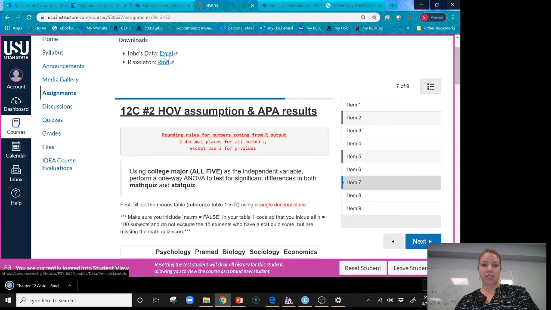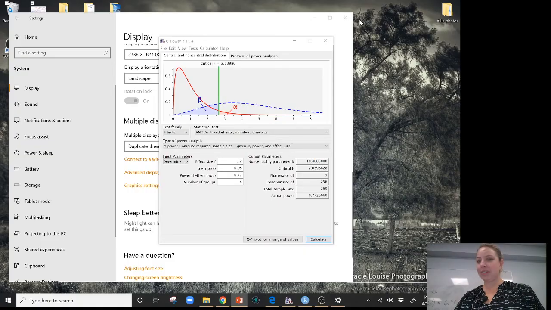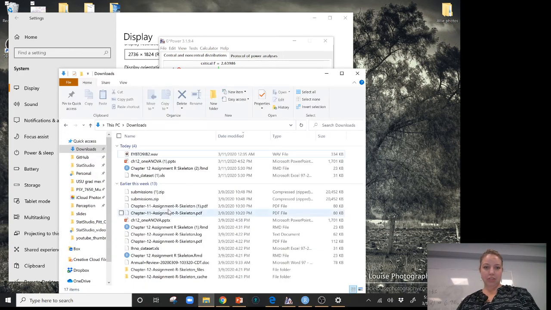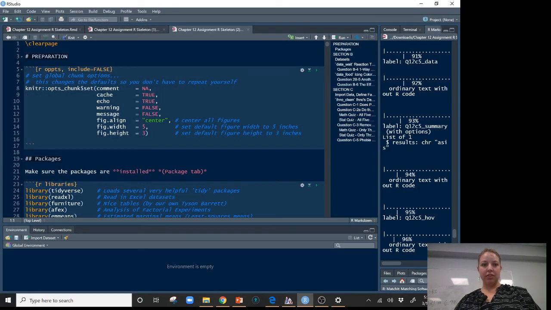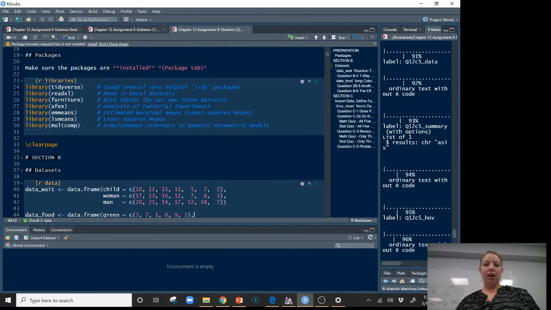Okay, let's. Yeah, where did we go? What happened? There we go. Okay. So go to the downloads. Open our assignment. Okay. It's still not putting the header on there to knit it. I'm sorry. I can't try anymore. Okay.